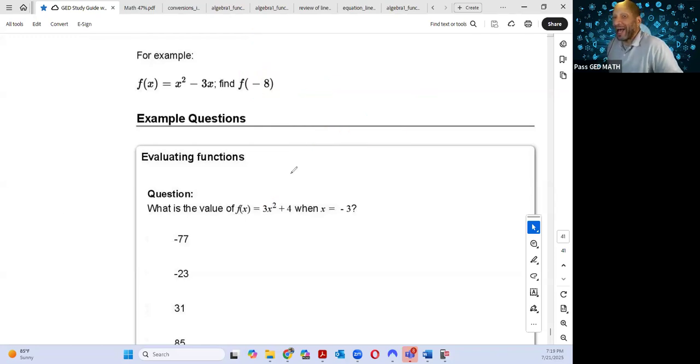But you have to realize when I told you to put minus 8, it's being squared. So you have to put minus 8 in parentheses squared. Minus 3 times minus 8, which is 64, positive 64, plus 24 is 88.